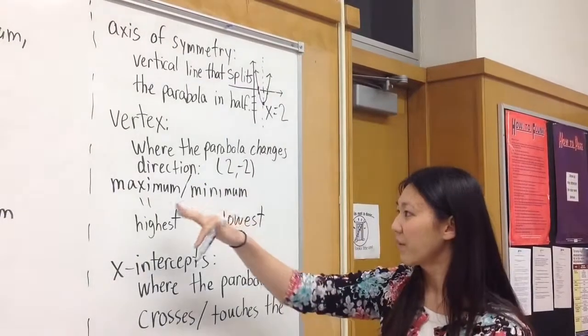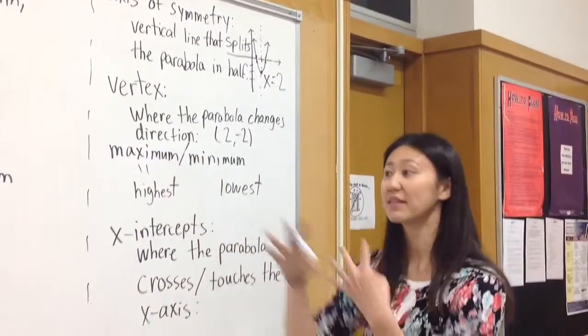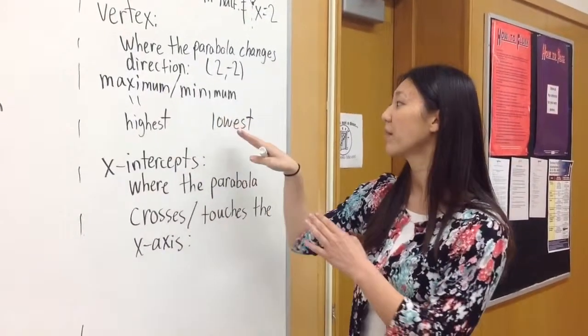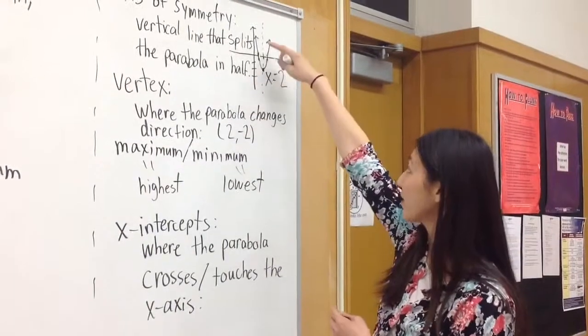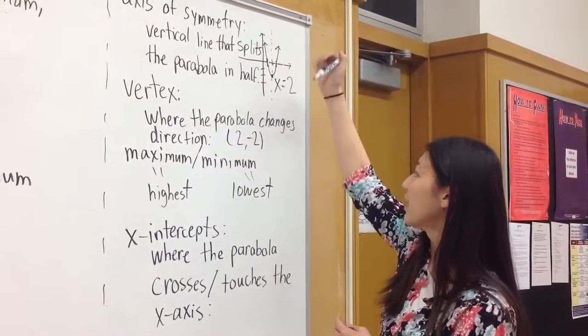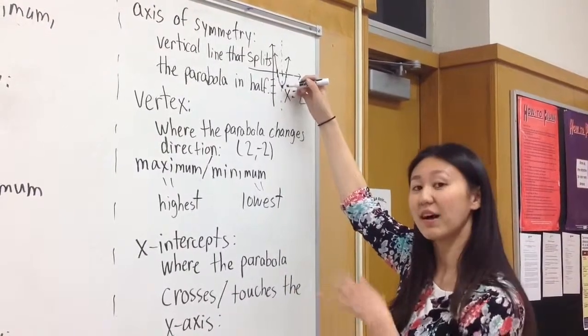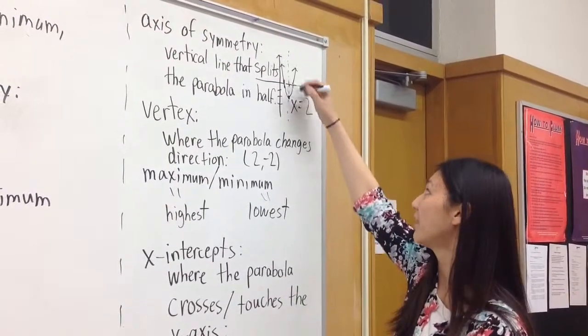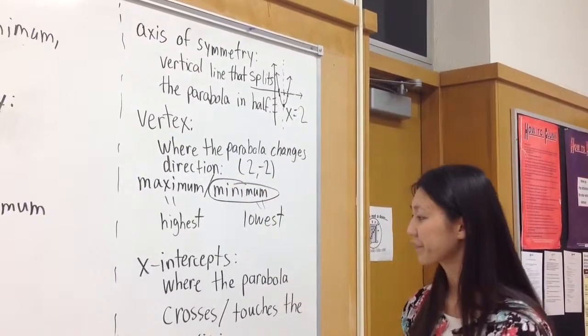Okay. Now, when we determine if it's a maximum or a minimum, we're looking at the vertex to see if it is the highest point, which is a maximum, or the lowest point of the graph, which is a minimum. So if we look at the graph here, this vertex is the lowest point, right? It's not the highest point, it's the lowest point on our parabola. So it's going to be a minimum here.